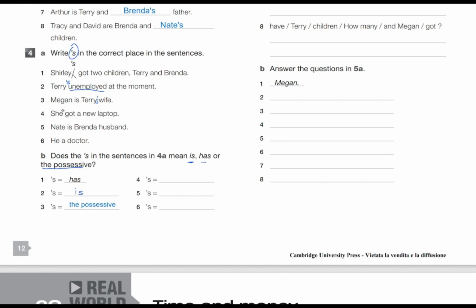Number four, she's got a new laptop. So she apostrophe S. She's got a new laptop. So number four here, it means "has." She has got a new laptop.